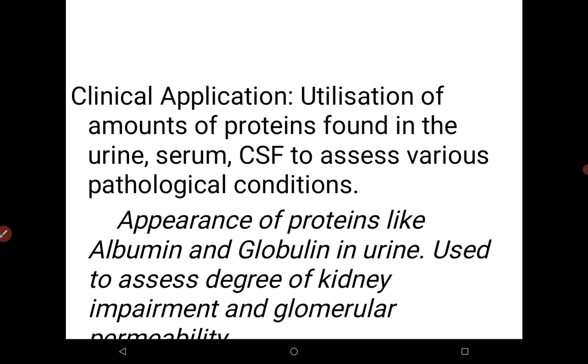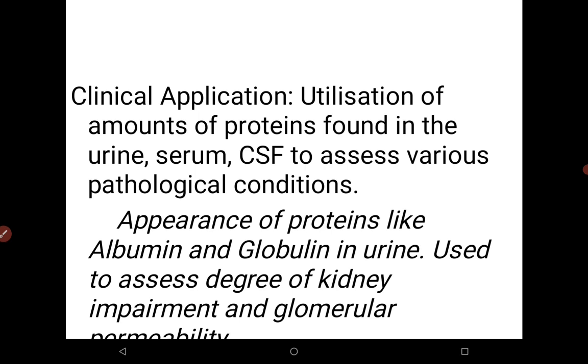Here it now talks about the clinical application, which looks at how these proteins are used clinically. What's the importance of learning about these proteins? There is utilization of the amounts of proteins found in urine. These are samples that come to the lab: serum, cerebrospinal fluid. We assess certain proteins in them. There are certain proteins that we expect in certain fluids, and others that we don't expect.